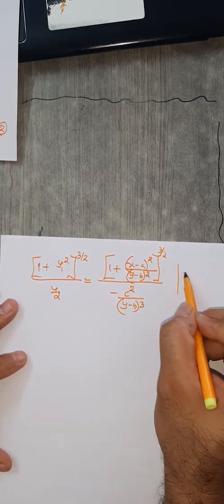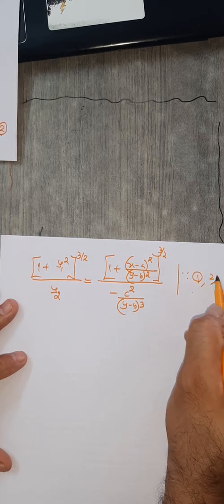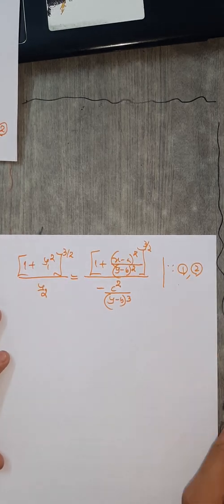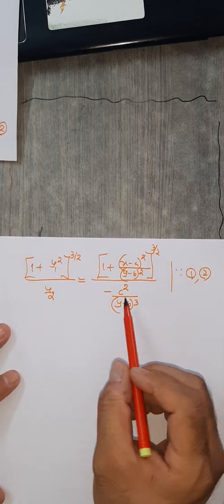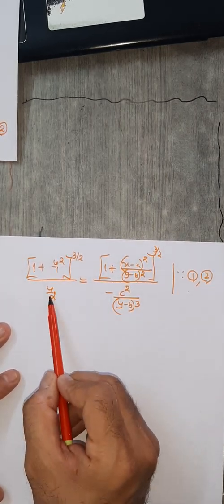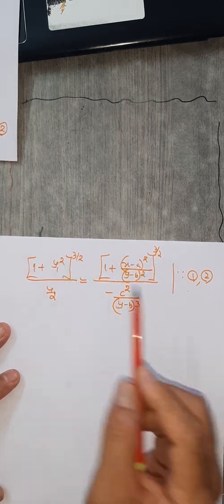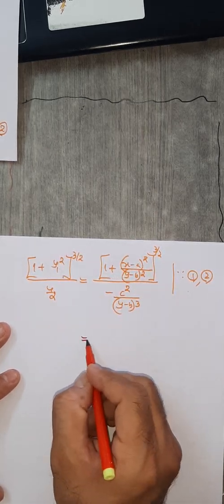This is from 1 and 2. What I did, just placing the value of y1 and y2 over here. The whole square is already there. Now we just simplify this.